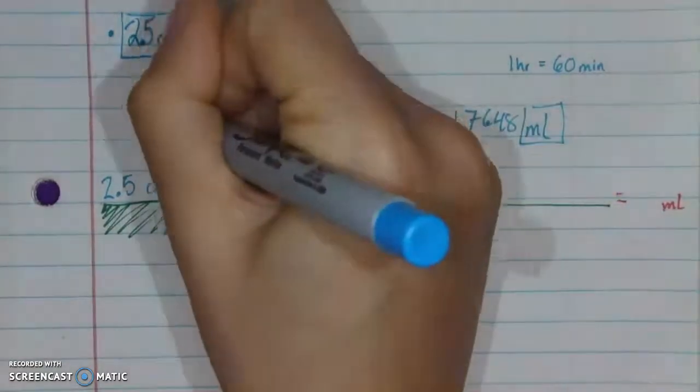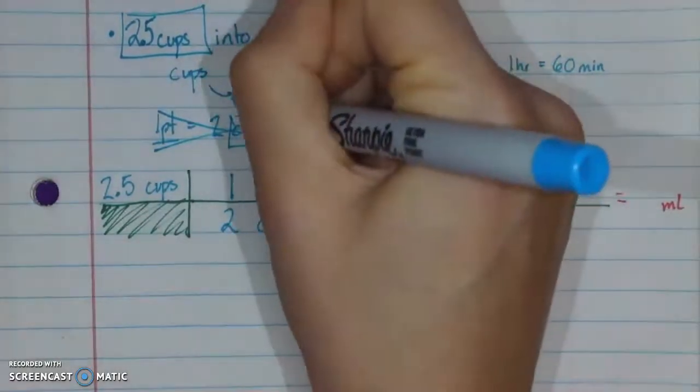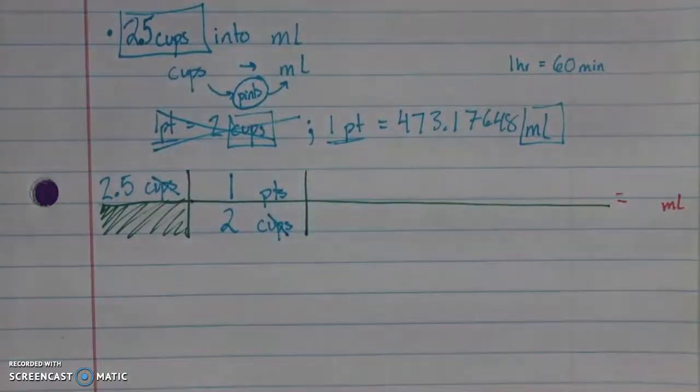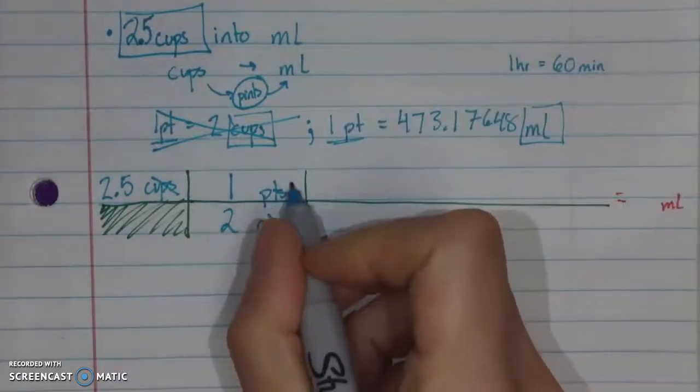Okay, so I have taken care of this conversion. I might as well cross it out. And notice that right now I'm at pints because these units will cancel, leaving me with pints. Now that's all well and good, but I want milliliters. So I'm going to once more go back to my conversion. I want to get rid of pints.